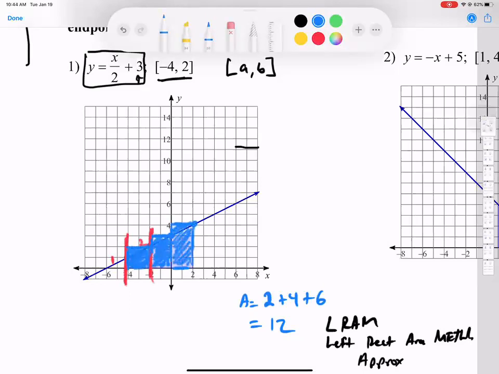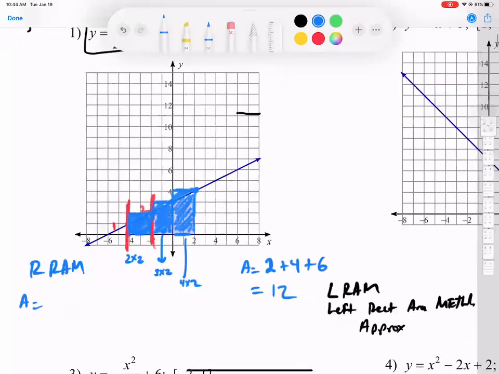So for my right Riemann sum, my right rectangular area method here, my approximation, we would use 2 times 2, 3 times 2, and 4 times 2. The area would be 4 plus 6 plus 8, and this is going to be 18. Now we can see that this is an over approximation, and this is an under approximation.